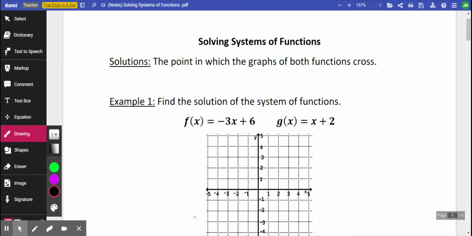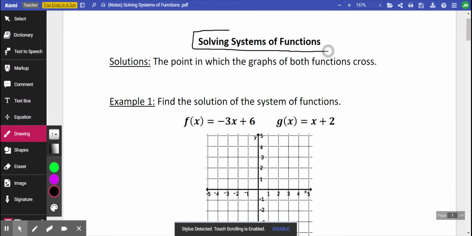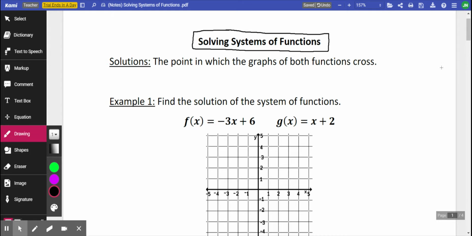Hey everybody, in this lesson we're going to be talking about solving systems of functions. A system in general is when you're talking about more than one at a time. When you're talking about a system of something, it's more than one, usually equations or inequalities, depending on what it is that you're talking about. In this case, we're talking about functions. So a system of functions is when you have more than one function.